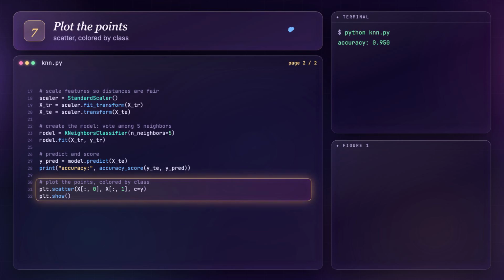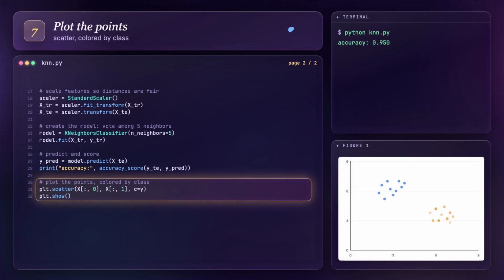And finally, we plot the data, coloring each point by its class, so we can actually see the two clusters the model is working with. Blue grouped on one side, amber on the other, exactly the data we generated up on page 1.